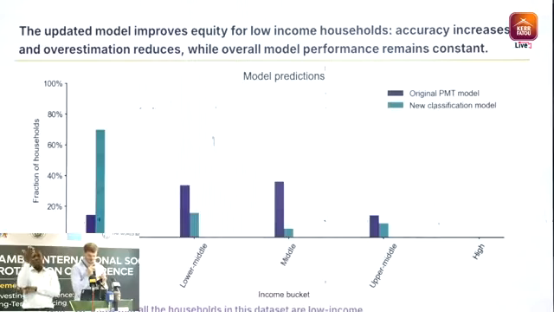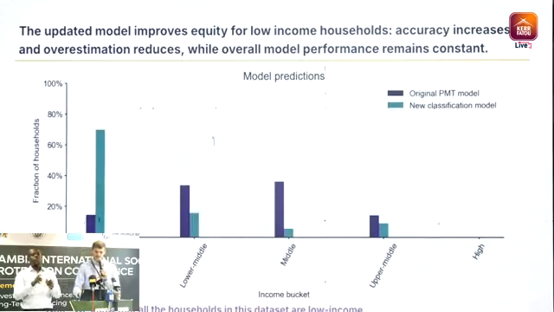But what we see is that the original model, illustrated on the left in purple bars, classified only about 18% of households as low income, even though all of them were actually low income. And this is an artifact again of the model, because there was a large proportion of households in the middle income groups, so a lot of the model was biased towards that segment.